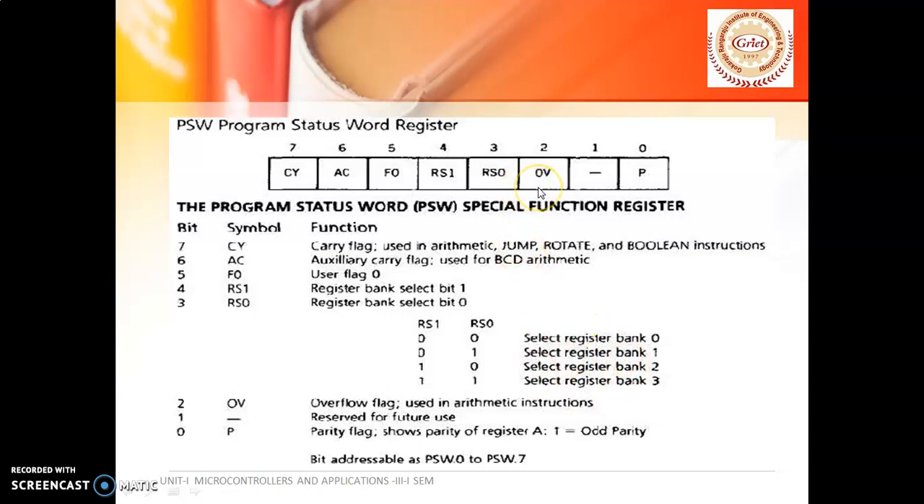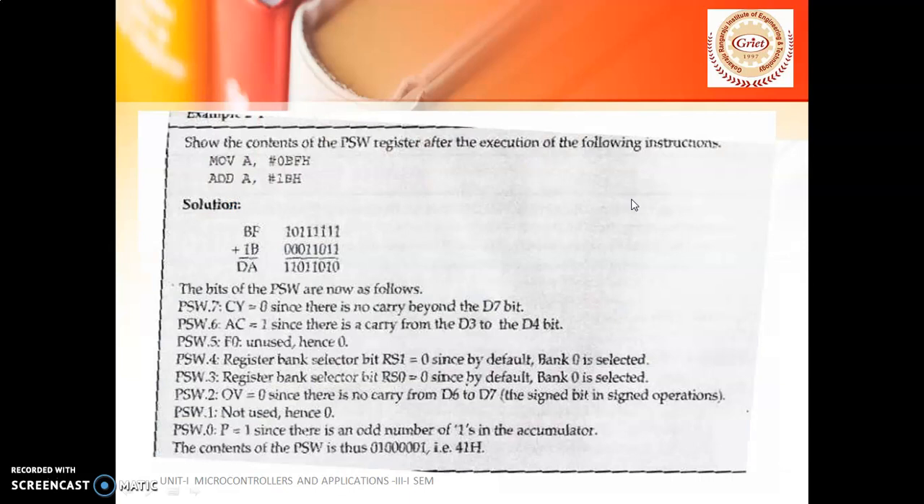Coming to the overflow flag bit, this overflow flag bit will be set to 1 if the result is out of range, and this particular bit is reserved for future use, that is undefined. Coming to the parity flag bit, during the ALU operation, whenever we have an odd number of ones in the result, the parity flag is set to 1, otherwise the parity flag is set to 0. Coming to the next one, you people take this particular example and solve it and tell me what the carry flag bit contains, what the parity flag bit contains, and so on.